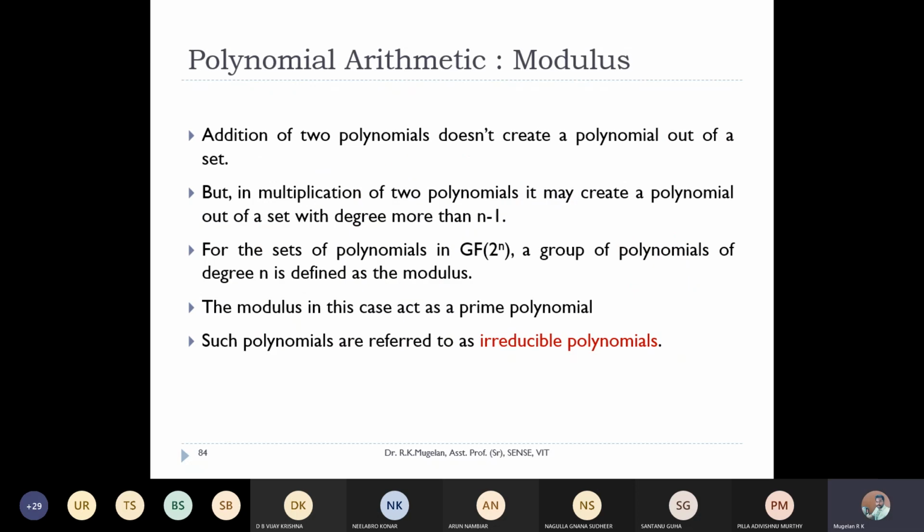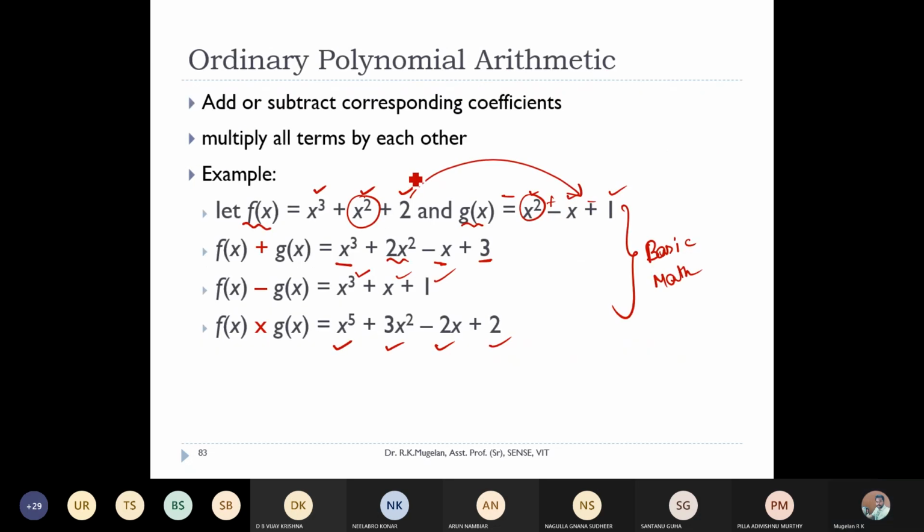Now we move on to polynomial arithmetic where I'm going to introduce the modulus part. What is the need of this modulus part? From the previous slide, the example we just saw, we added two polynomials, and the resultant polynomial which we got does not move out of a set. What do we mean by out of a set?